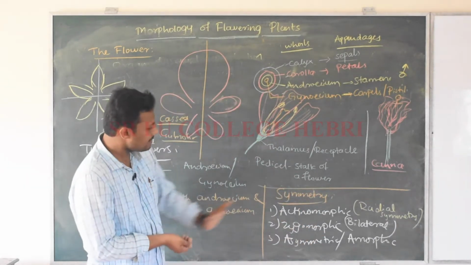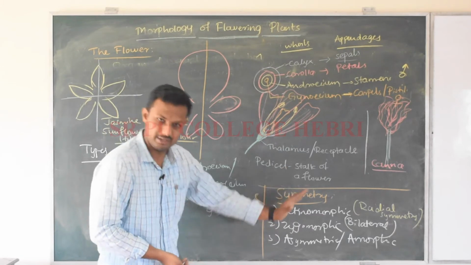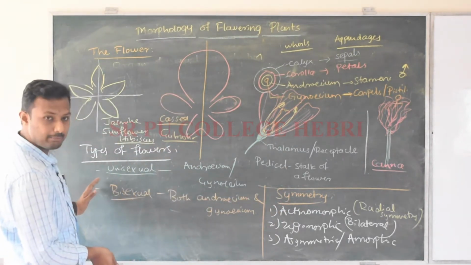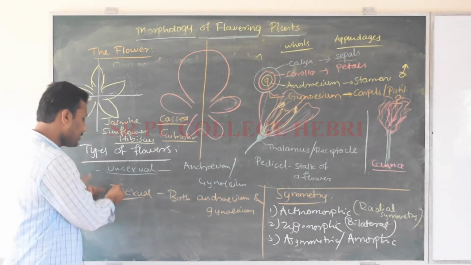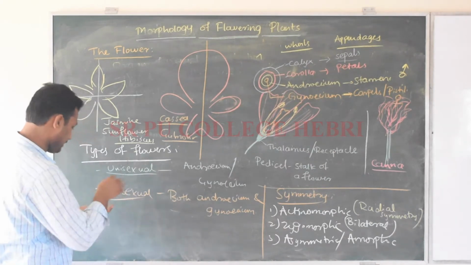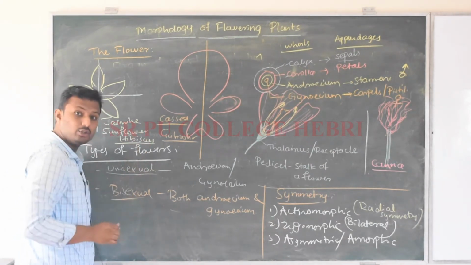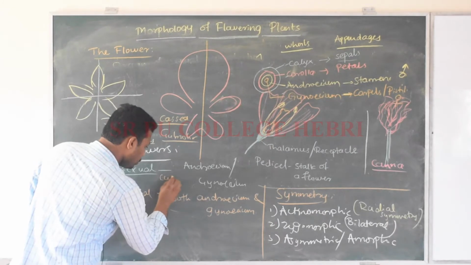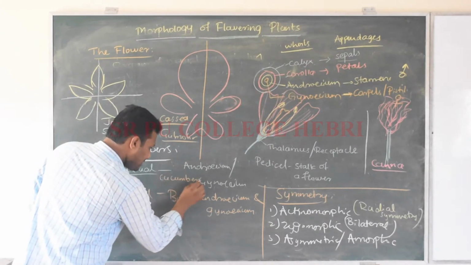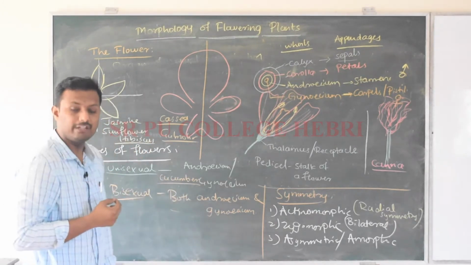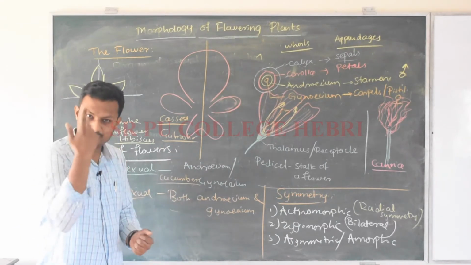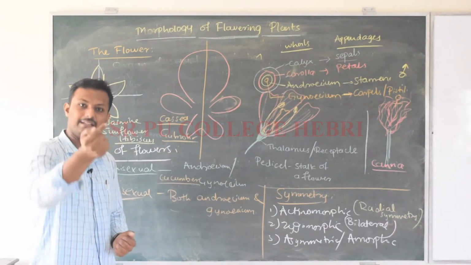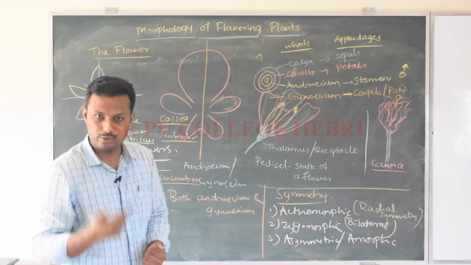Okay, so these are the types of flowers based on symmetry. The other type of classification of the flowers is unisexual and bisexual. Of course, let me mention the examples here. For unisexual flower, you can consider cucumber. If you observe the cucumber flower, it will usually have unisexual flowers. That means either the androecium will be there or the gynoecium will be there.